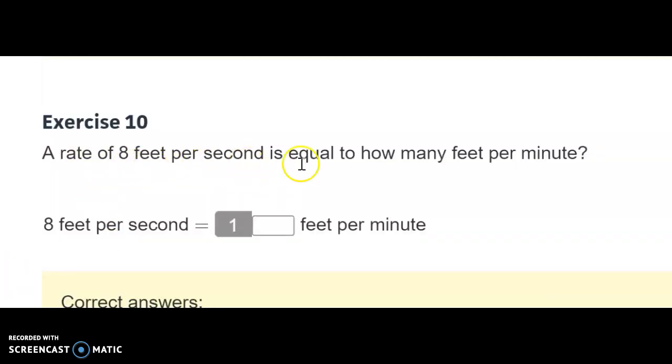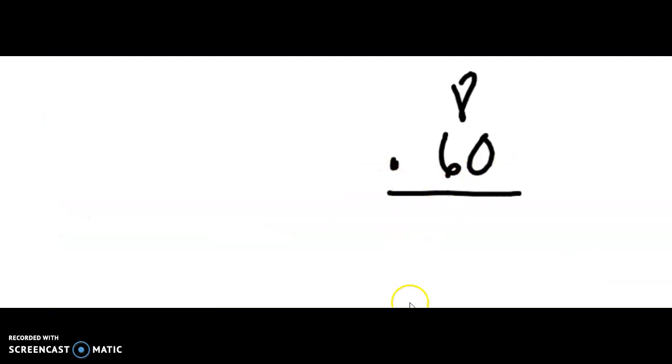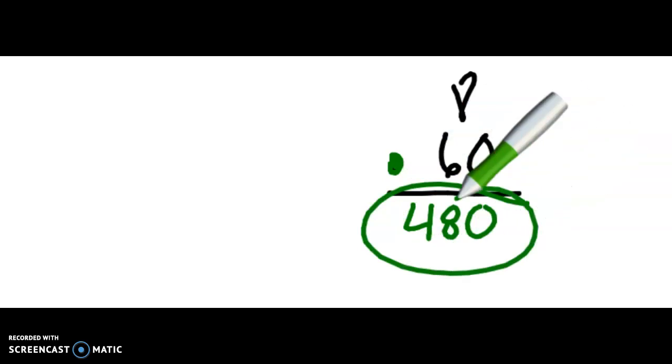A rate of 8 feet per second is equal to how many feet per minute? Well, we take our 8 feet and we multiply it, this is our multiplier, by our 60 seconds in a minute. So 8 times 60 is going to give me 480, and that's how many feet in a minute.